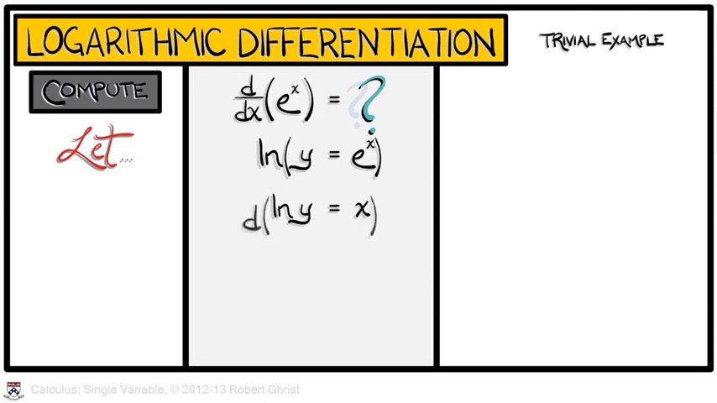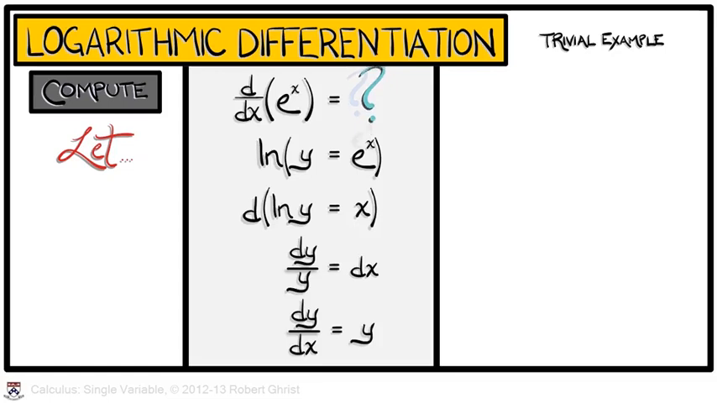And now we can differentiate this equation. On the left, we'll obtain dy over y. On the right, we'll obtain dx. And by manipulating these differentials, we can easily compute dy dx to be y. That is e to the x.